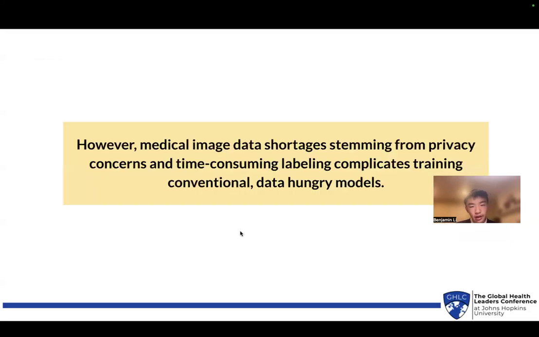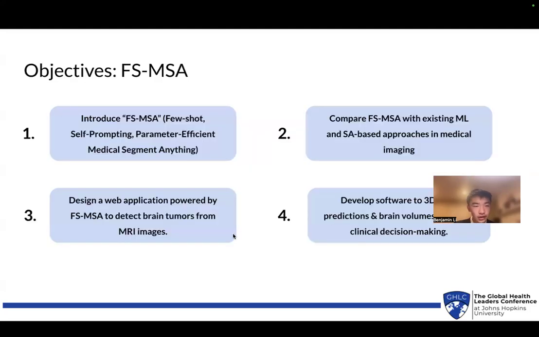The issue with these automated approaches is that they rely on significant amounts of data, and data in the medical field is not very easy to get because of privacy concerns and time-consuming labeling processes. This leads to my study.